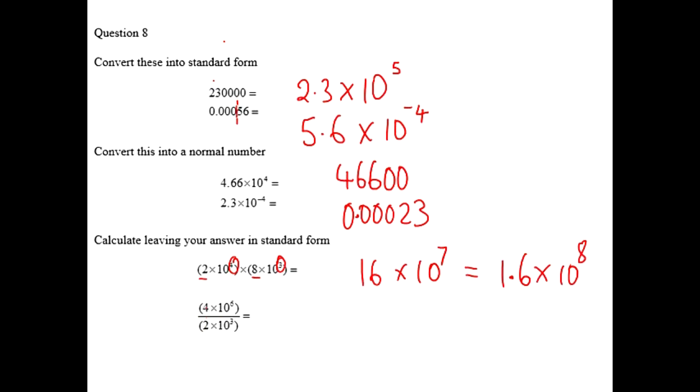For this one here, we do 4 divided by 2, that equals 2, and then times 10 to the power, and this time you subtract the powers, so 6 take away 3 is 3, so 2 times 10 to the 3, and that is in standard form already, so we don't need to do anything to it.